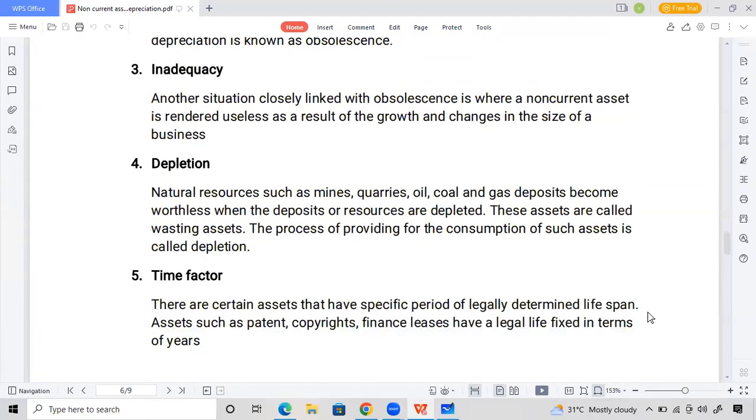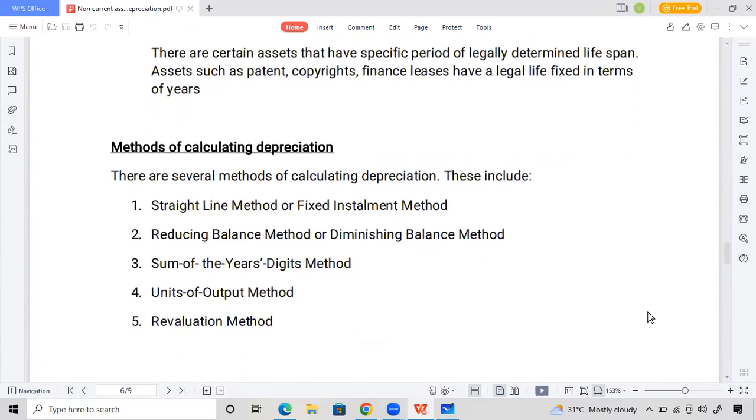So if depreciation is going to occur, what are now the methods that we can use to calculate this depreciation? These are the various methods that we can use to calculate depreciation. And based on our syllabus, we are going to be talking about the first four.